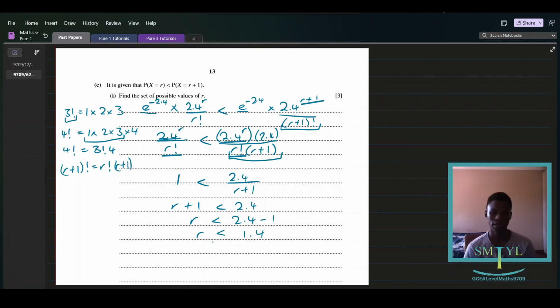Okay, so notice that the Poisson distribution is a discrete distribution, so it only takes discrete values. So it means r must be a discrete value, so r is representing a set of discrete values. So we want the discrete values that are less than 1.4, and those values are 0 and 1. So this would be our final answer.